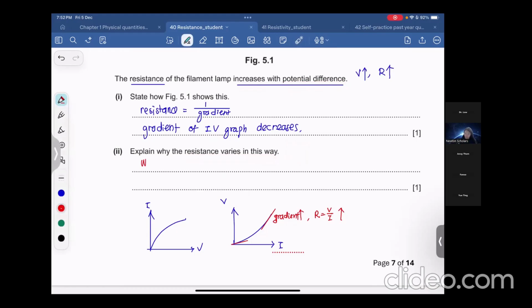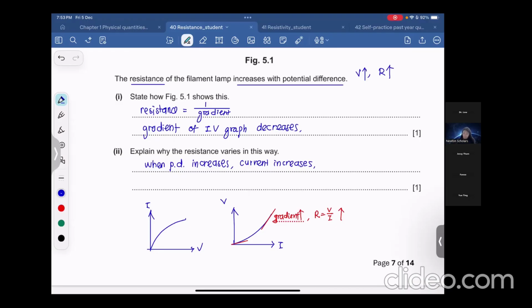So we answer: when the potential difference increases, what will increase? Current will increase. Then just now I mentioned current flowing through the resistance wire. What effect will be produced? Heating effect. Temperature increase. Yes, very good. When the heating effect is produced, the temperature will increase.